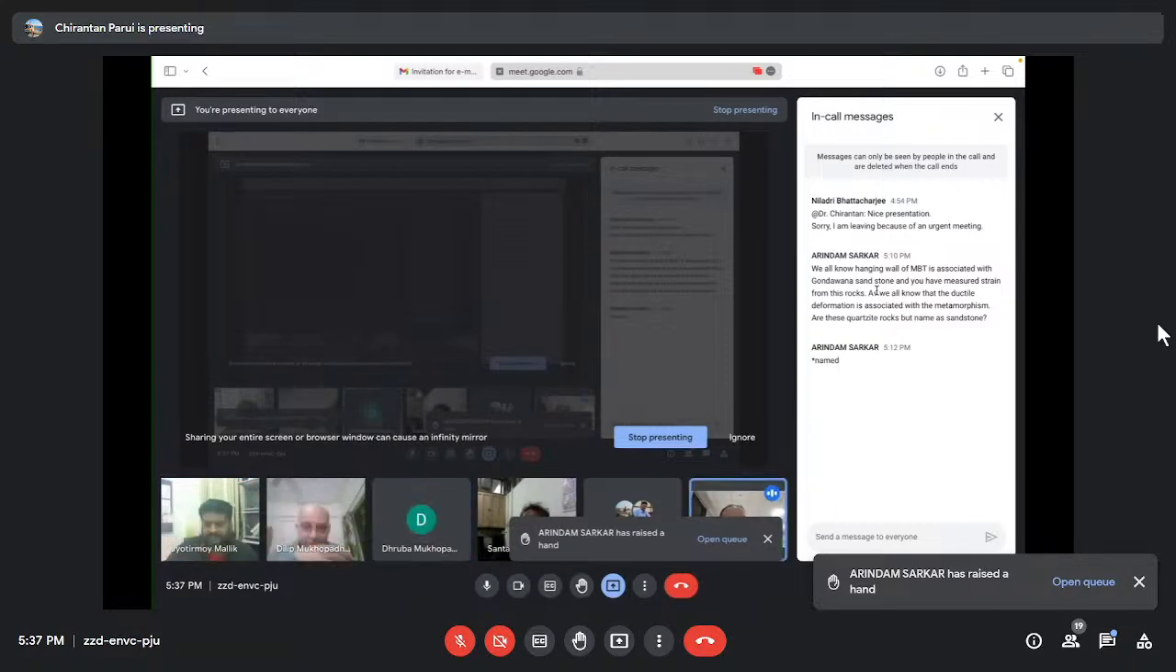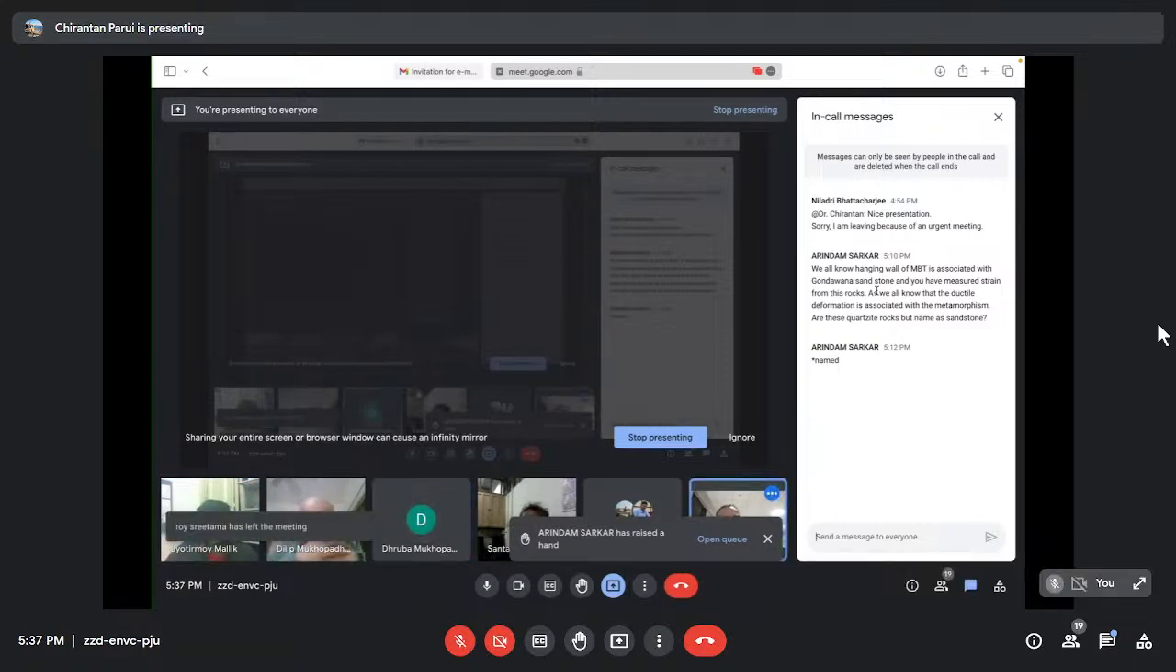We all know the hanging wall of the MBT is associated with Gondwana sandstone, and you have measured strain from these rocks. As we all know, ductile deformation is associated with metamorphism, so are these quartzite rocks, but named as sandstone? In the hanging wall of the MBT, the rocks are not metamorphosed, so they are sandstones only, and the strain that I have measured is the deformation within the sandstone for the MBT hanging wall. Yes, sir.